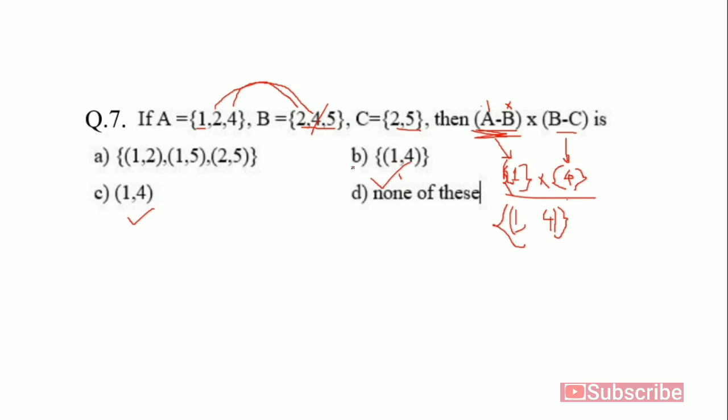Yes, there is confusion, but A cross B is actually a set. Cross product of two sets is a set. It is just like an ordered pair. This is not a set, isn't it? So to be a set, we need the curly bracket. So the proper answer is B, not this one. Okay.